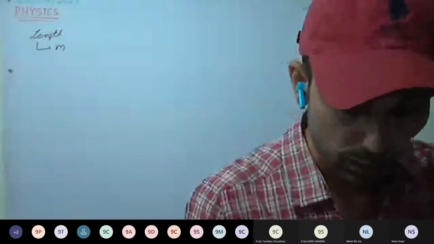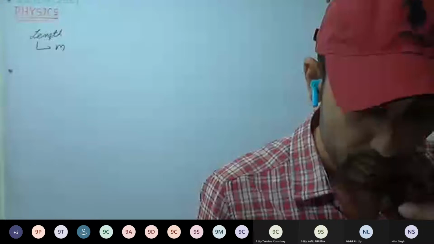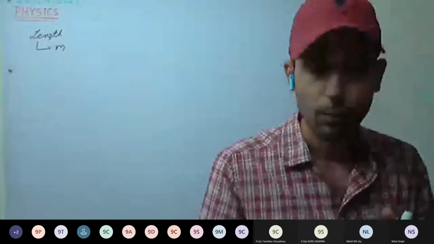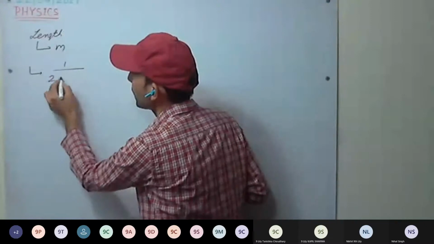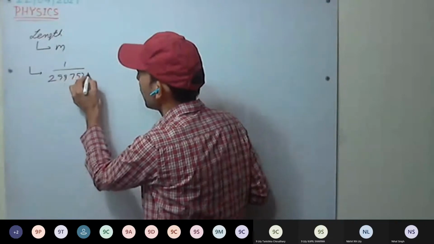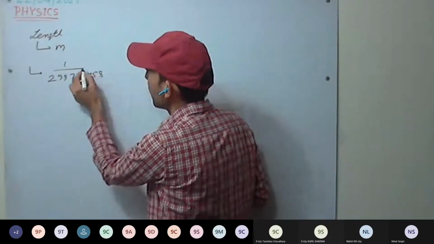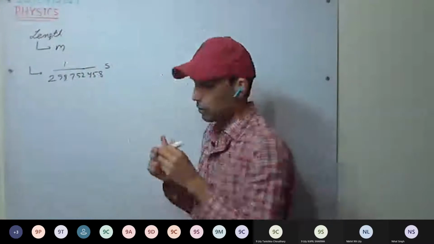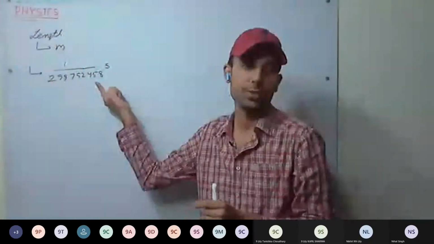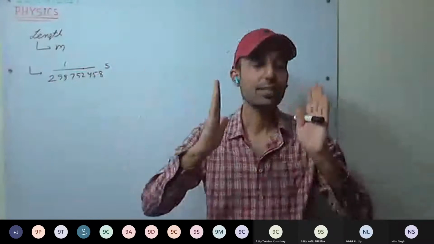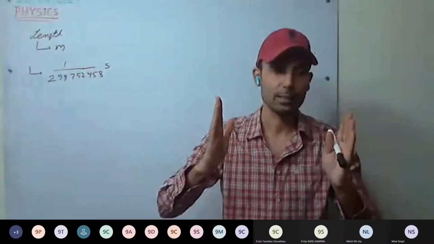299,792,458 is the figure. A part of a second. That is the distance traveled by light in 1 by 299,792,458 part of a second. So how much distance is the light traveling in this much time? That distance we defined as 1 meter.